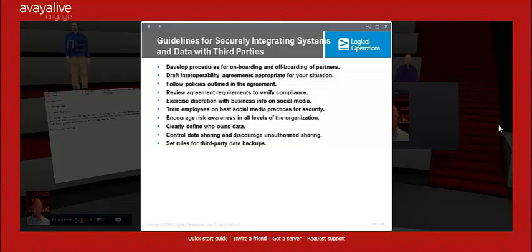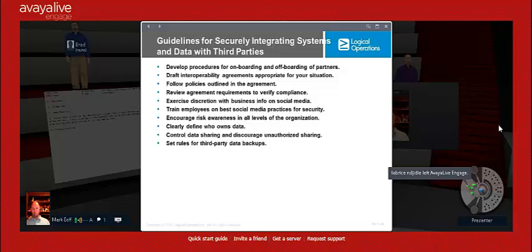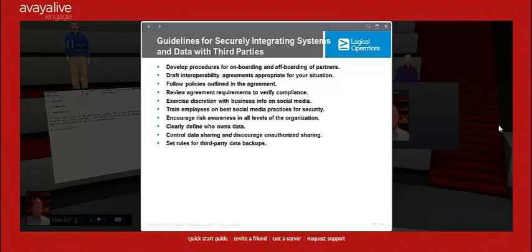Define ownership of data. So in the end, there's no question as to who should have done what with the data. There's no finger pointing, he said, she said kind of stuff. Control data sharing. In other words, determine what data actually is shareable and at what level. And again, data backups. If your data is being backed up by a third party, maybe you're using the cloud services of some partner of yours, there need to be clear guidelines on how often and how it's secured and those sorts of things.